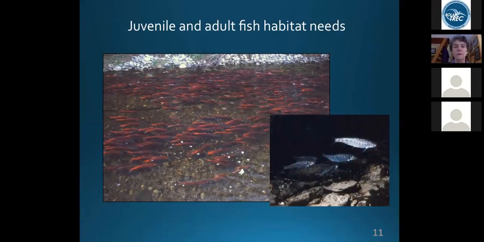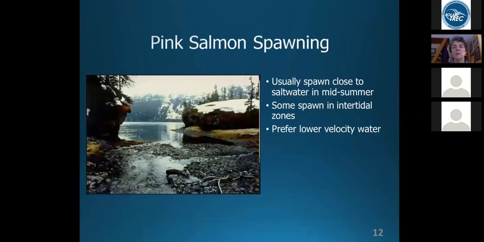So pink salmon, we'll start with them. They usually spawn close to the sea. Some of them can even spawn in the intertidal area, but some of these fish can actually venture up to 100 miles or so inland on some of the bigger river systems like the Yukon. I think because they are smaller, less robust fish, they prefer lower velocity water.